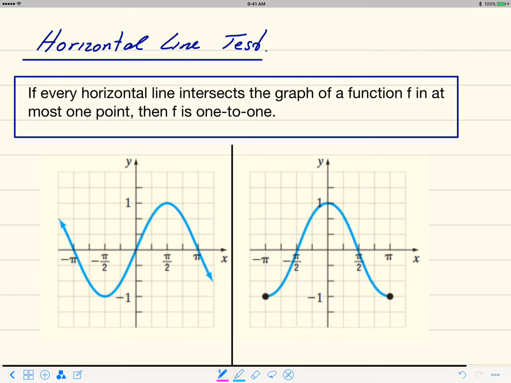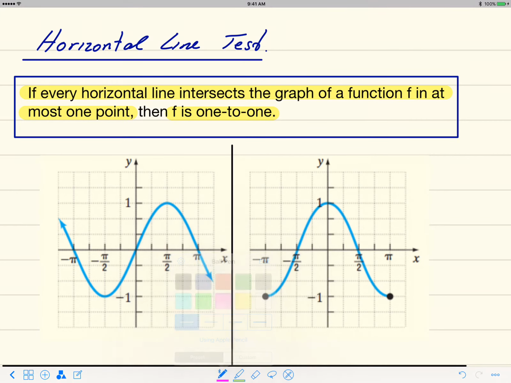So, the test says that if every horizontal line intersects the graph of a function f at most one point, then the function is one-to-one. Now, another way to look at this is if any horizontal line intersects the graph more than once, then it's not one-to-one. That's usually a better way to think about it.